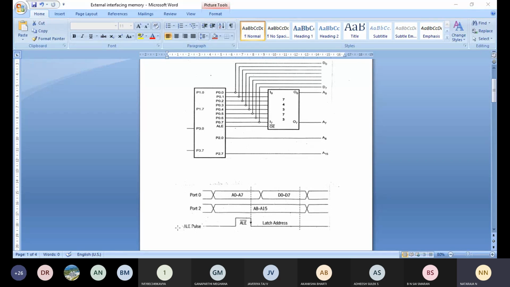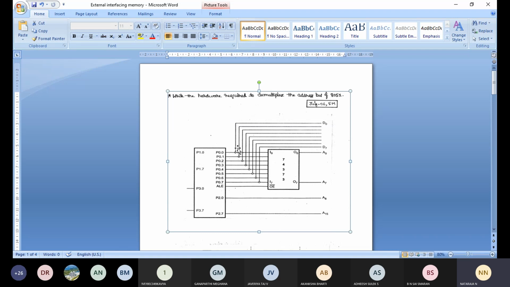So that the output of the 74373 has the lower order address, that is A0 to A7, we are going to get when ALE is high. If I give ALE equal to 1, then only we are going to get the address A0 to A7. At that time the IC 74373 will be active. That is the working of the hardware requirement of demultiplexing the address bus. We are going to demultiplex, means we are going to separate data and address bus. Lower data and lower address bus we are going to divide.